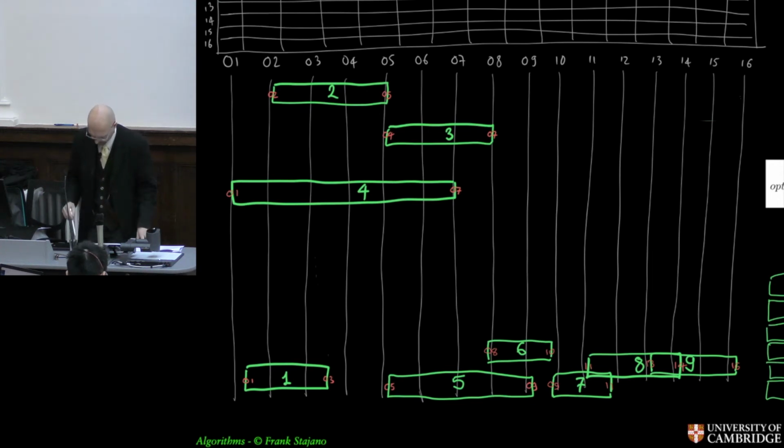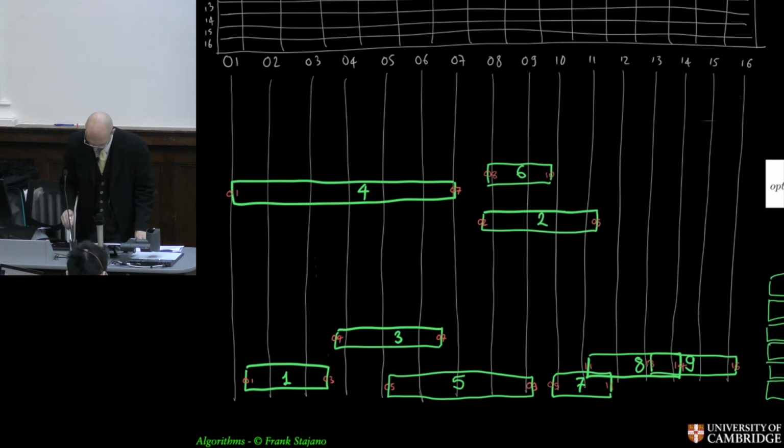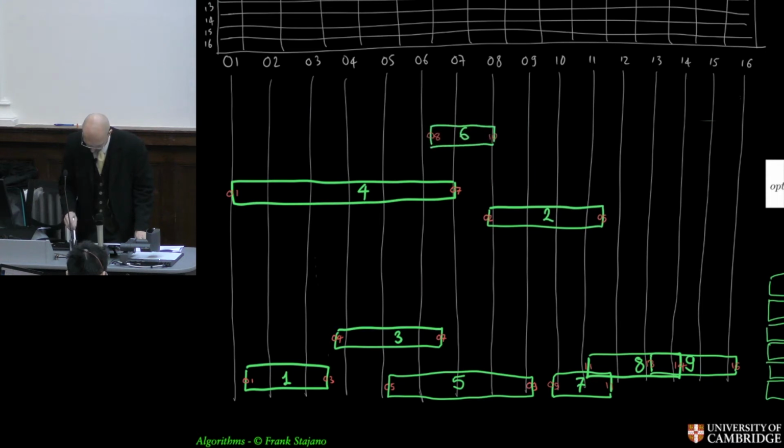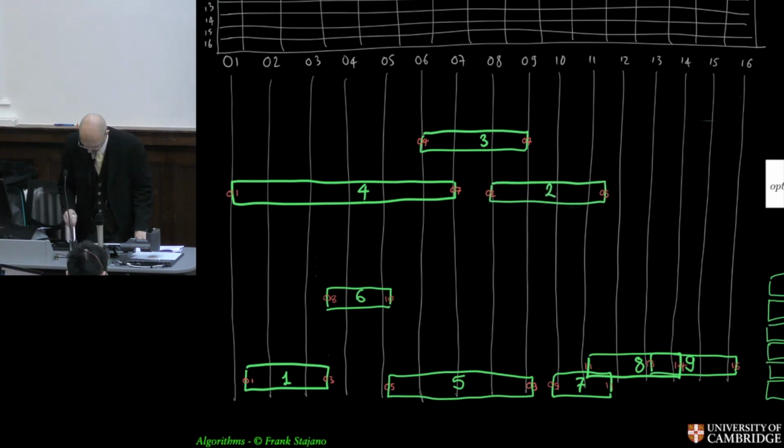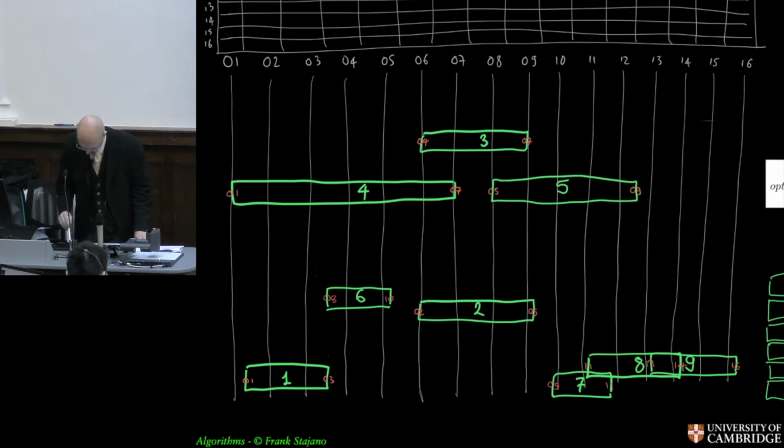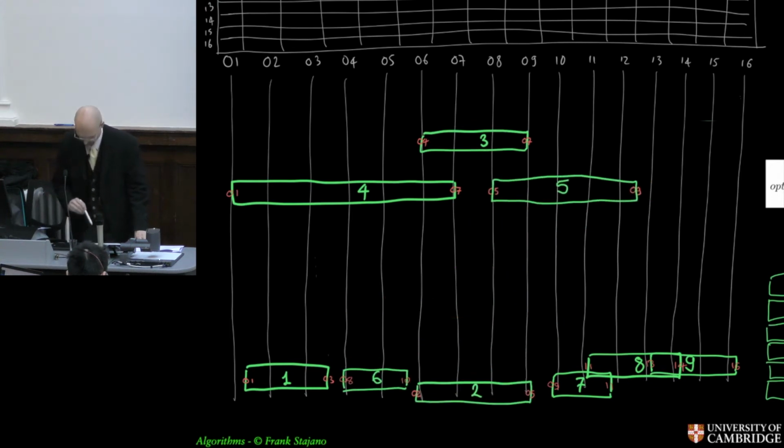For example, this 6 here positioned in this way. This 3, I want to have it span like that. Okay, so the shortest activity here is 3, but if I pick that, I'm prevented from taking 4 and 5, which would have been a better solution. So also this one is not a good idea.